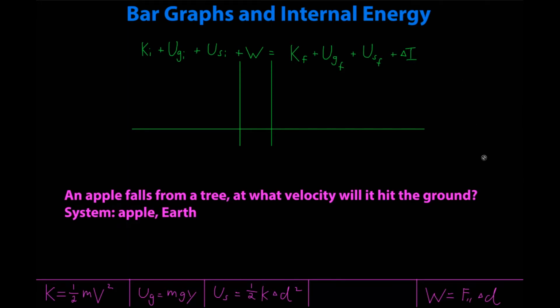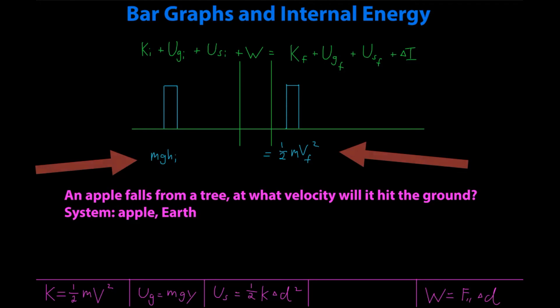Let's say we have a situation: an apple falls from a tree. At what velocity will it hit the ground? Our system is the apple and the earth, and there's an assumption here that the original velocity of the apple is zero because it was hanging in the tree. In our initial state, we have gravitational potential energy. I'll draw a bar here. When the apple touches the ground, all of the gravitational potential energy is transferred into kinetic energy as our final state. We would then use this transfer to make a relationship between the initial state and the final state. From this point, you can solve for any single missing variable in this equation.